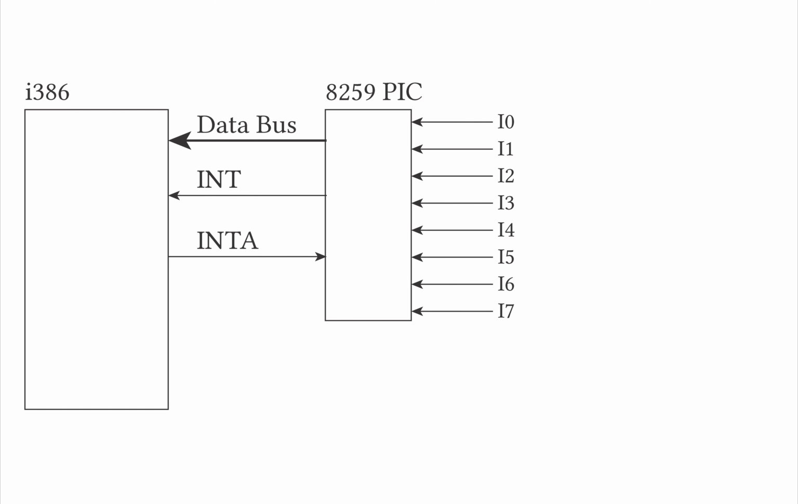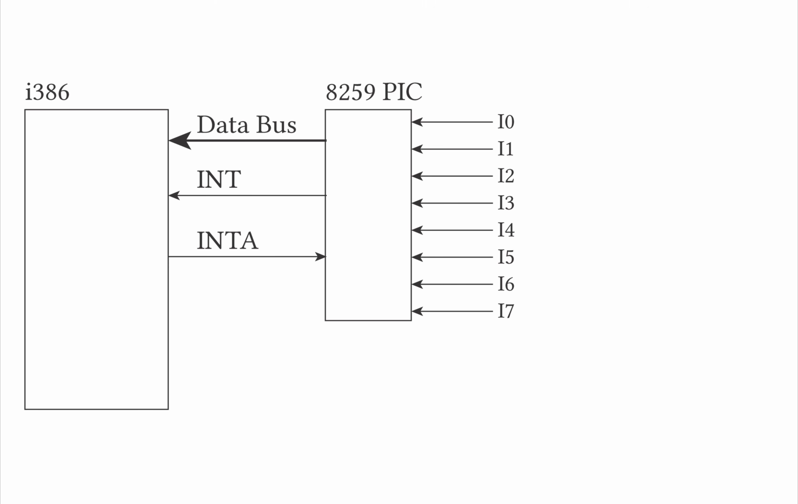And then we also have the interrupt line. That's one wire that goes from the interrupt controller to the 386 to alert the 386 that there's an interrupt that needs to be handled. And then the last one is the interrupt acknowledge line, INTA, that goes from the 386 back to the interrupt controller that allows the 386 to tell the interrupt controller that it's done handling the interrupt.